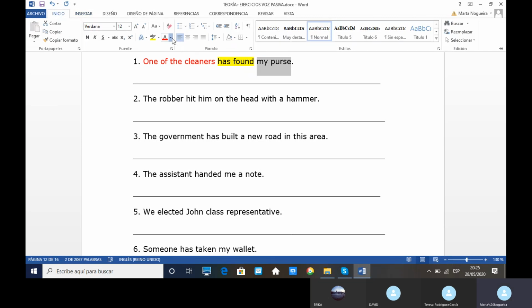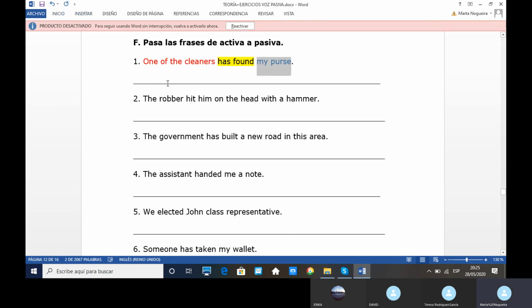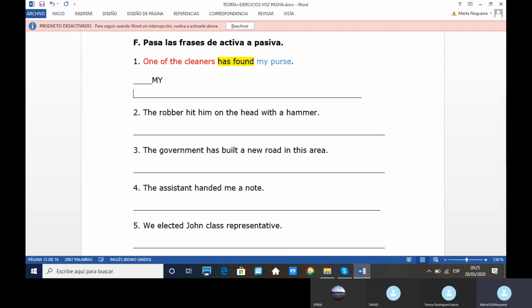Okay. One of the cleaners has found my purse. So what do you have to do? My purse, you're going to reverse, like the object is going to be the subject. And now, what is this? Present perfect. So now you have to put present perfect in the passive. Okay? My purse has been found. And now this is important, by one of the cleaners.